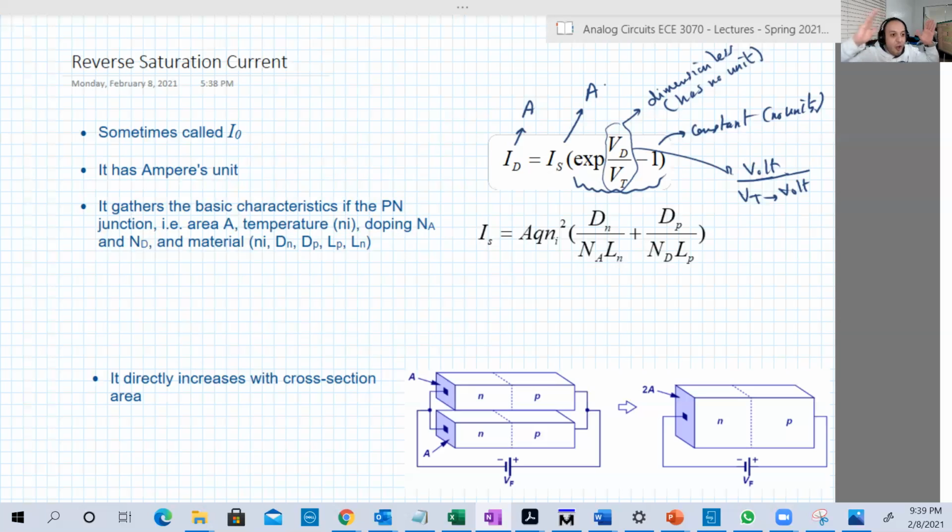All such parameters, geometry, which of course includes the area, material, and doping, are all in Is, the reverse saturation current. And here is the equation that determines Is. Is is equal to the area A, times q, the electronic charge.